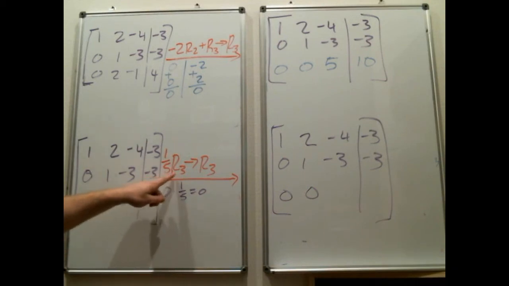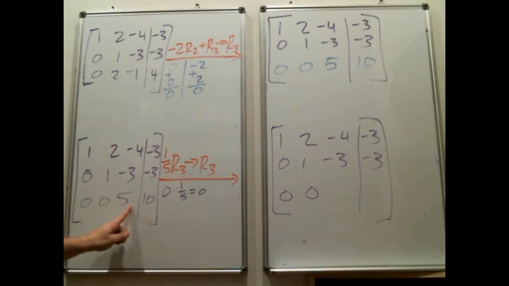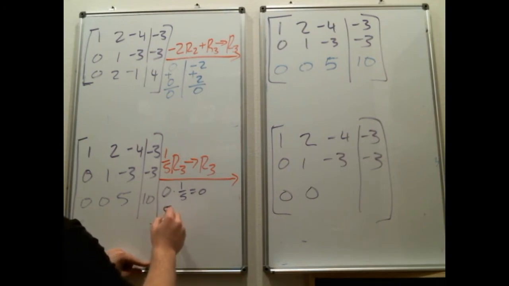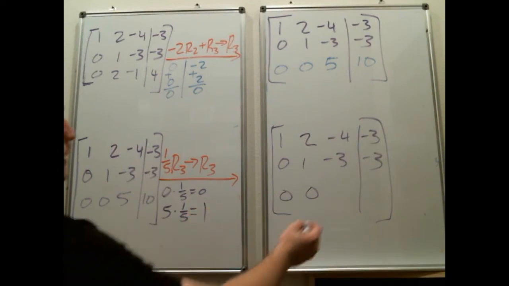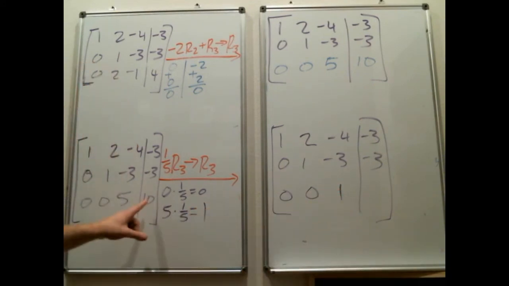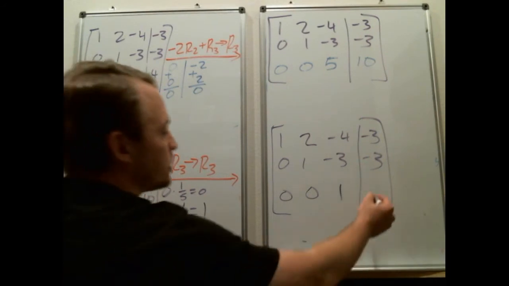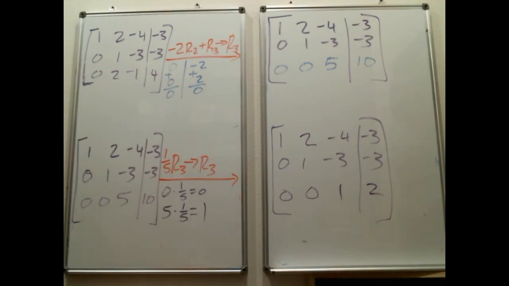And now we have 1/5 times row 3, so we move to the next one, which is 5. So you have 5 times 1/5, which is 5 divided by 5, and that's equal to 1. And then 1/5 times 10, which is 10 divided by 5, which is 2. And that is row echelon form.